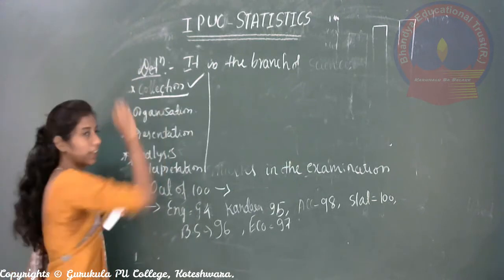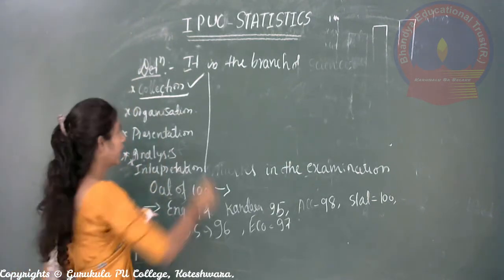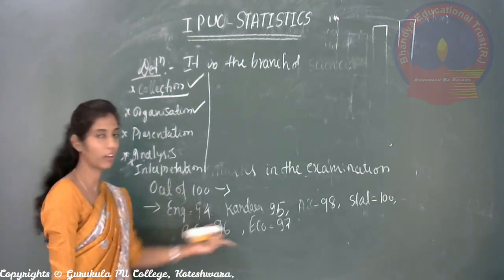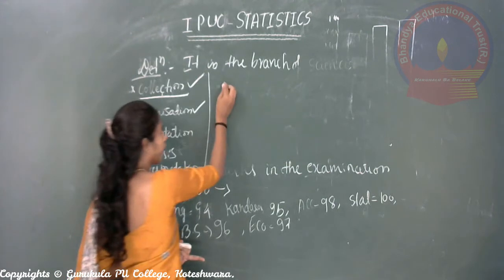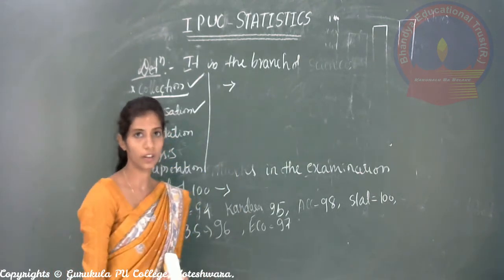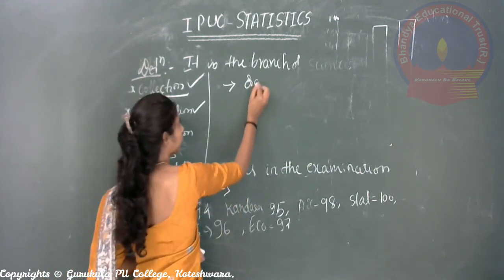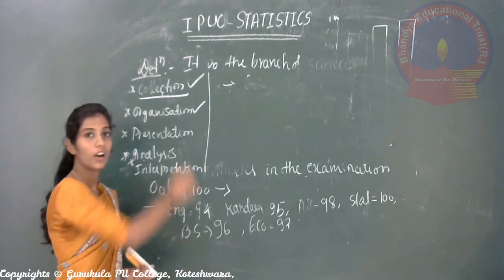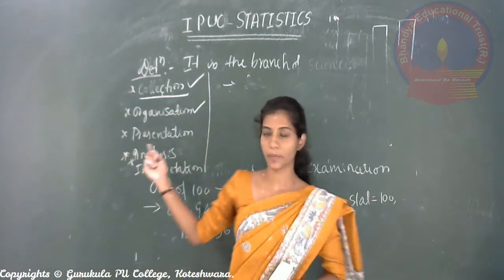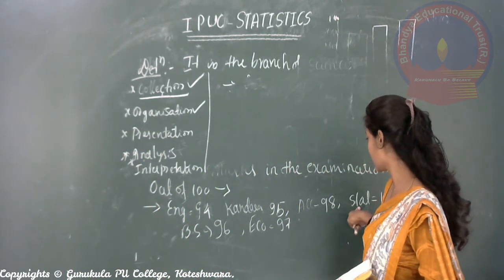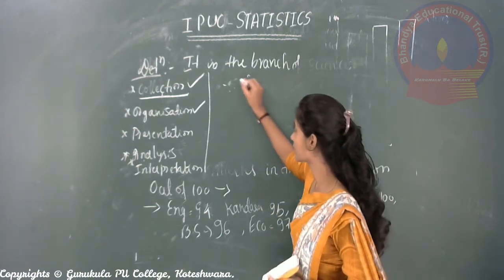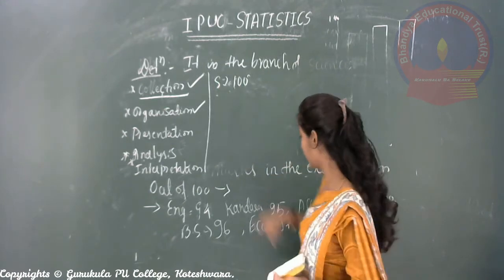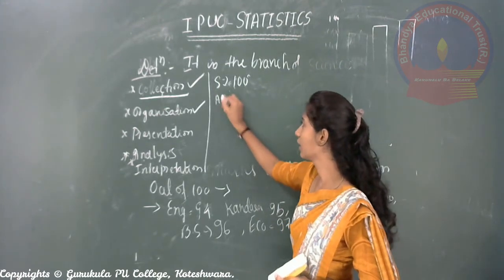Once the collection is done, we have to go for the organization. How can we organize it? You have to arrange the data in an order, ascending or descending, so we can see which subject has the highest mark. Statistics has the highest mark. Next comes accountancy.